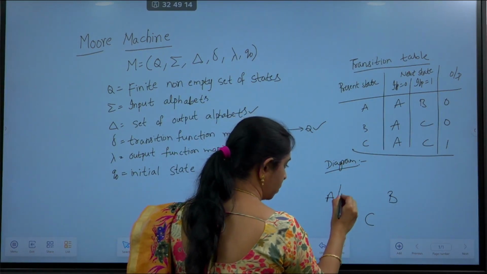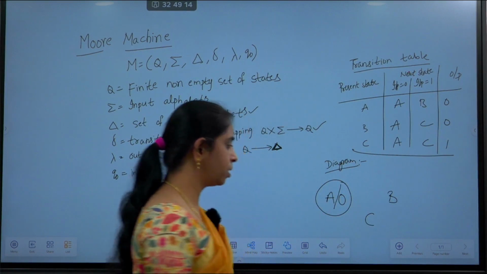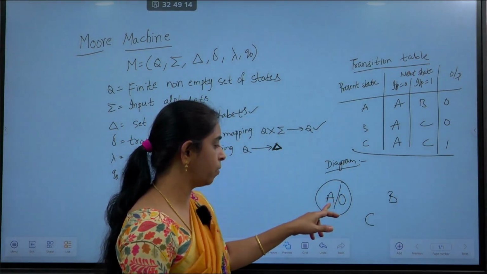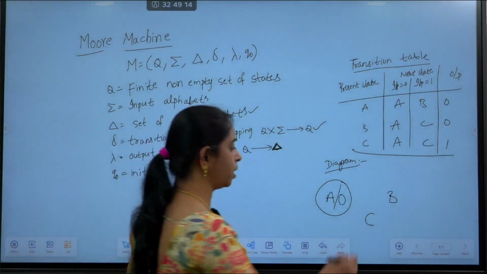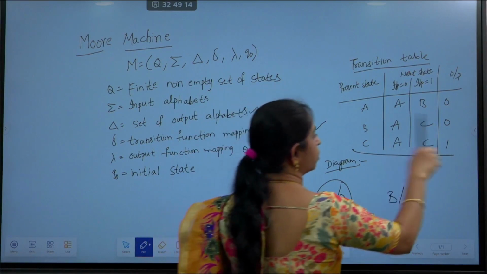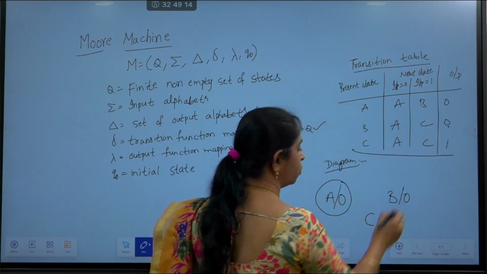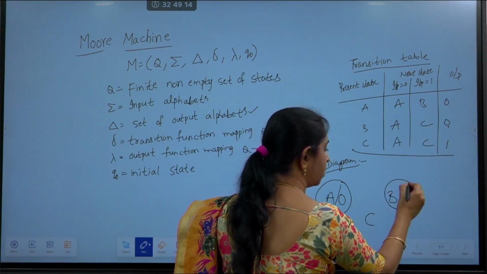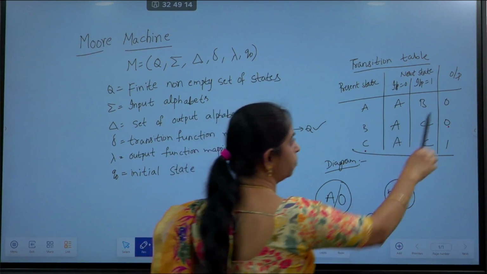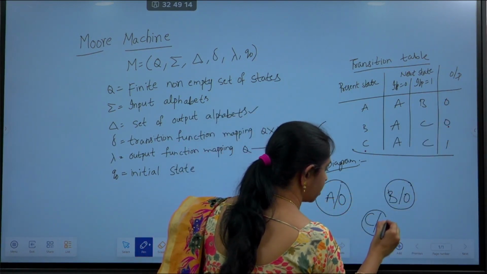In the Moore machine, the output depends on the present state itself. So we write the output alphabet along with the present state. Same for state B: the output for B is 0. We write it with B because the Moore machine depends only on the present state. For C, the output is 1. We write 1 with the state itself.